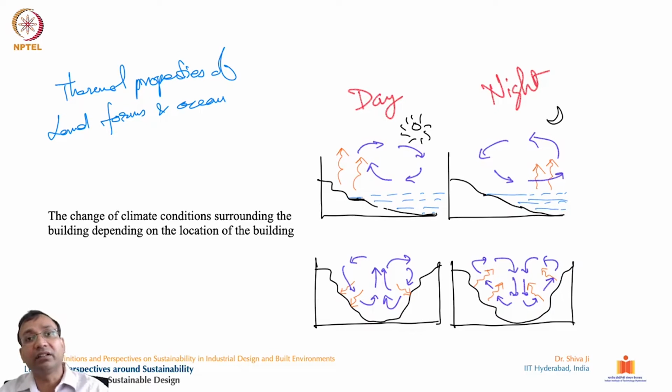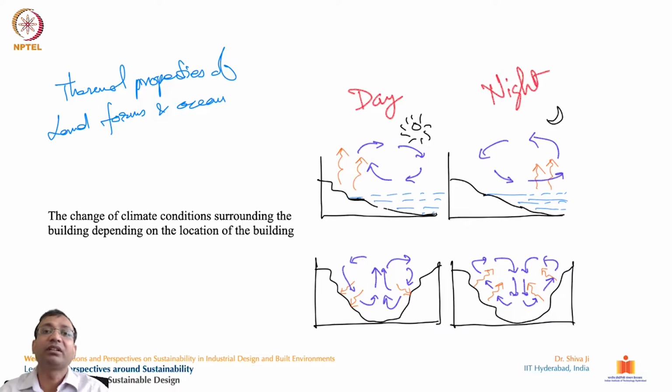And further, when the cooling starts in the night time, the ocean, the water body, will start cooling down, and it will keep cooling until the daytime. So there is an overlap. This difference in the property of heating and cooling creates air movement.